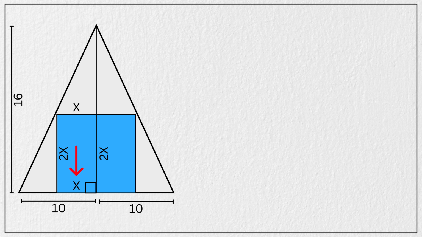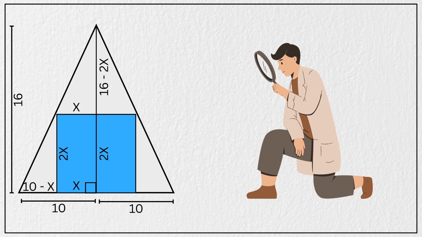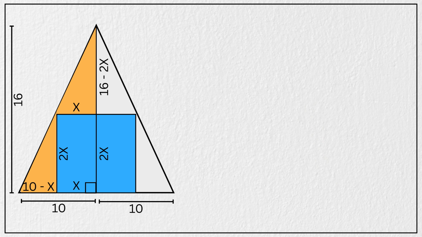If this is x units, and this is 10 units, then this remaining length will be 10 minus x. Similarly, if this is 2 times x units, and this is 16 units, then this remaining height will be 16 minus 2 times x units, right? Now let's focus on these two small triangles on either side of the square. This angle here is equal to this angle here by the corresponding angles theorem, and this angle is equal to this angle as both are 90 degrees.